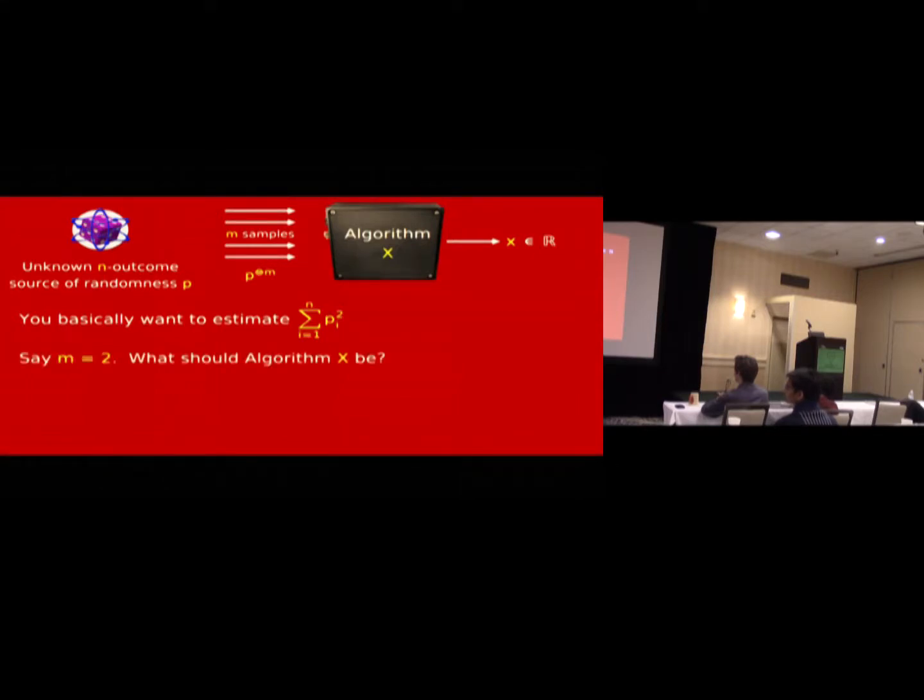You can't do much with one sample. Let's say I give you 2 samples. Then what would your algorithm x be? Well, I claim there's a very natural algorithm x. You're given a sample a, b from the twofold product distribution, 2 samples. Just output 1 if the samples are the same, and output 0 if they're different. And what is the expectation of your outputs? Think about it for 1 second. It's the sum over i of p_i squared. It's the probability the 2 samples are the same. And that's great. The expectation of your output is the thing you're trying to estimate.